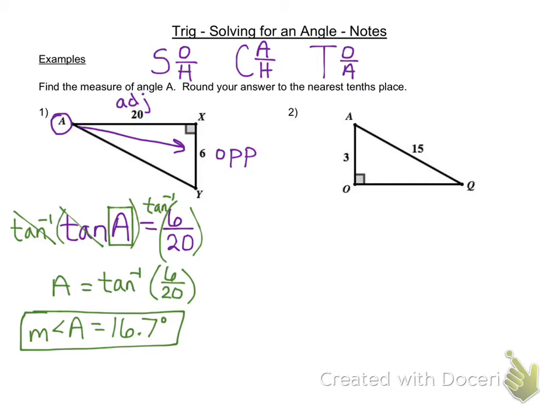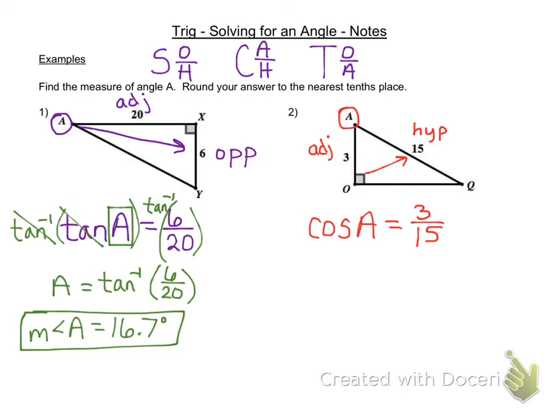Okay, let's try number 2 now. So again, we're going from angle A. I'm going to label the two sides that are given, which is my hypotenuse, which is across from the right angle, and next to it, we have our adjacent side, which is 3. So the trig ratio that uses adjacent and hypotenuse is cosine. So I'm going to do cosine of angle A is equal to adjacent, which is 3, over our hypotenuse, which is 15.